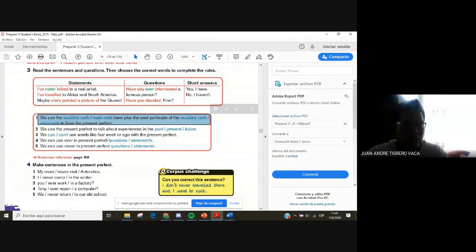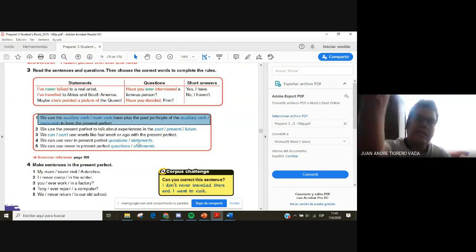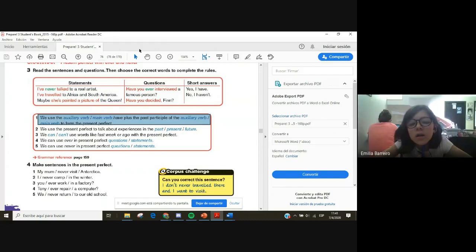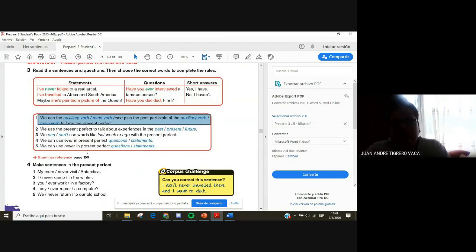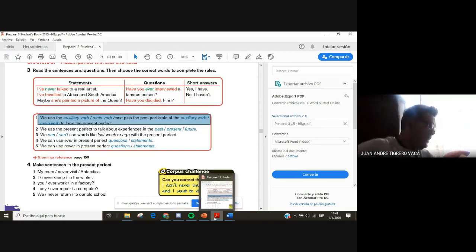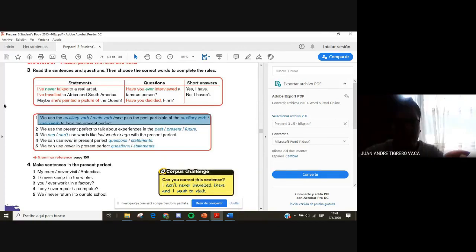Number two, it says, we use the present perfect to talk about experiences in the past. Remember that I said, I've traveled. Past. Exactly. We cannot use it for the present or the future, even though it is named present perfect, it doesn't have to do anything with the present. The thing is that the actions that happened in the past may be still relevant in the present. That's why it's called present perfect.